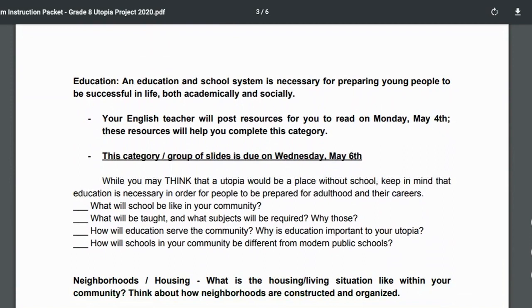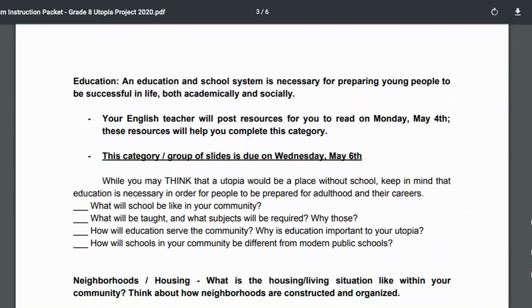One of the other categories is education. So an education and school system is necessary for preparing young people to be successful in life, both academically and socially. So you have seen how we have had to move online over the past month and a half to cope with the current situation. Think about how this is beneficial for some people to learn. Think about how it may not be beneficial for some people to learn. Think about how you might want to run education within your own community.